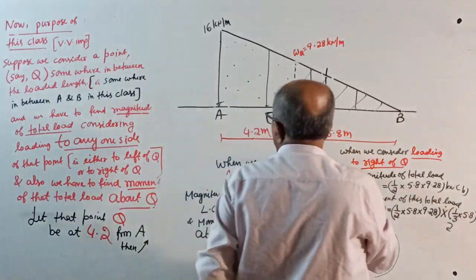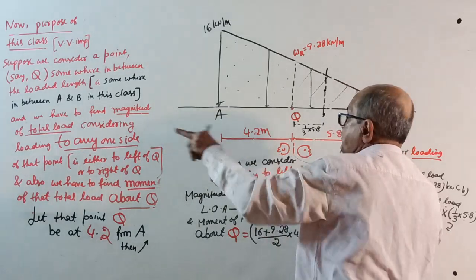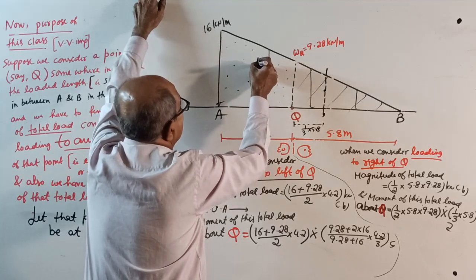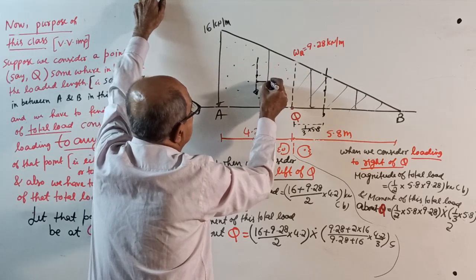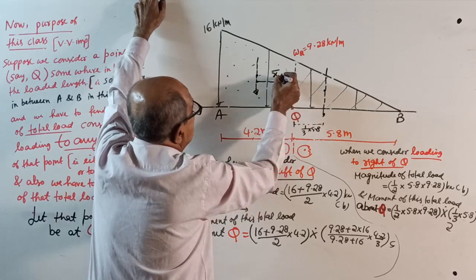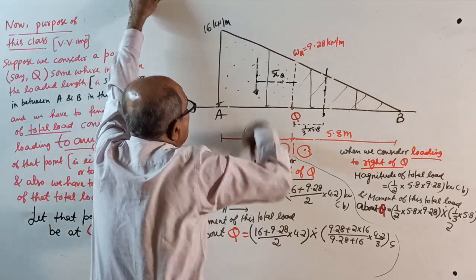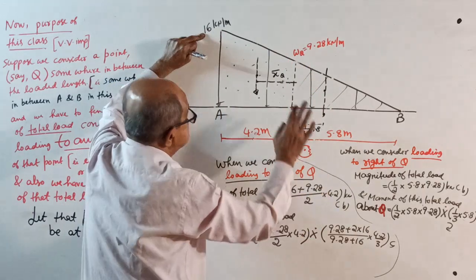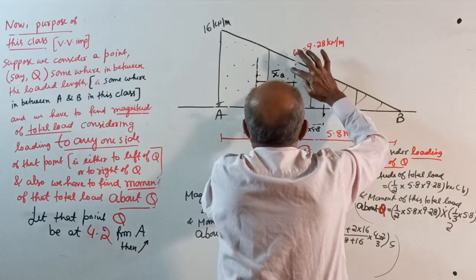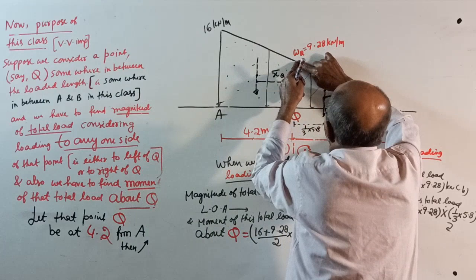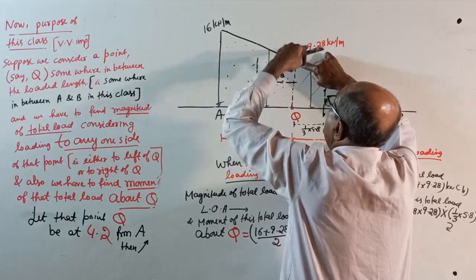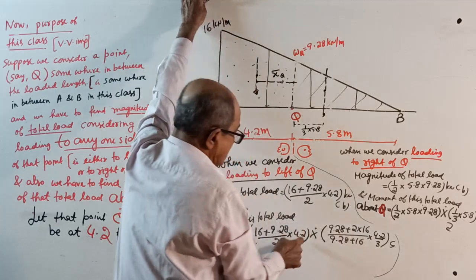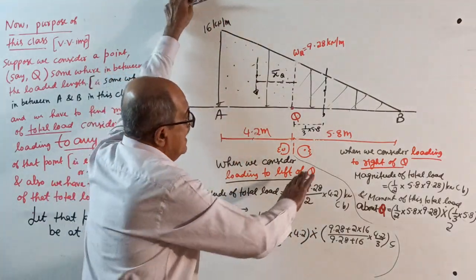Okay, turn this side now. When we consider loading to the left of Q, you require the moment of this load. This total load will be acting somewhere here. Let the distance of that load be X bar from Q. The magnitude of the total load equals this area, 16 plus 9.28 divided by 2 into 4.2 kilonewton, down. We want the line of action from Q: 9.28 plus twice 16, divided by 9.28 plus 16, into 4.2 divided by 3. Now, this total load multiplied by the distance gives the moment. This was already over earlier.